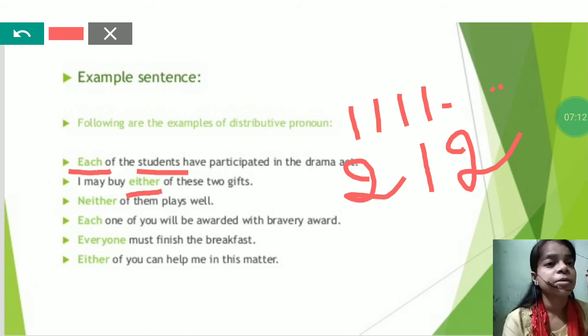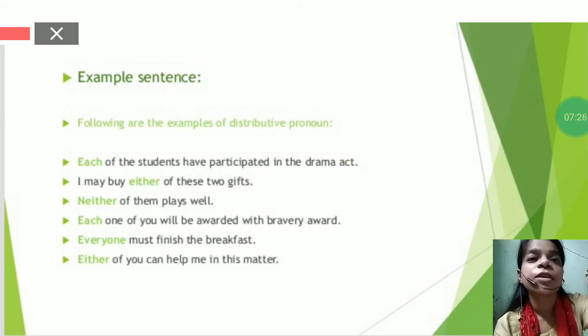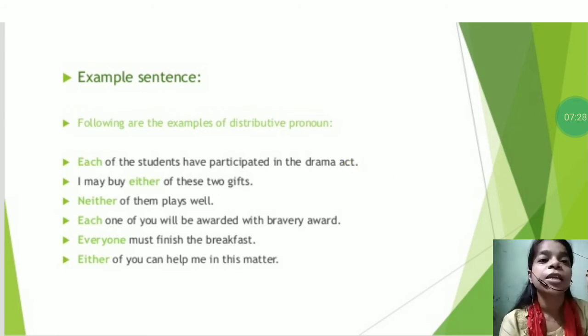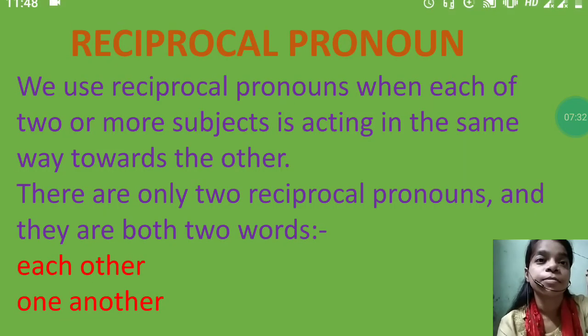Neither of them plays well. Again, neither is a distributive pronoun. Each one of you will be awarded with a bravery award. Everyone must finish the breakfast. Either of you can help me in this matter. So all the words written in green color are called distributive pronouns.